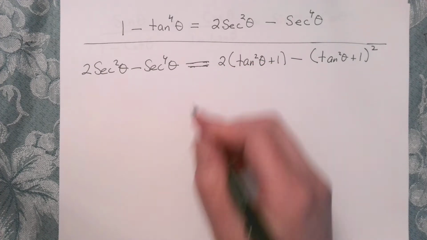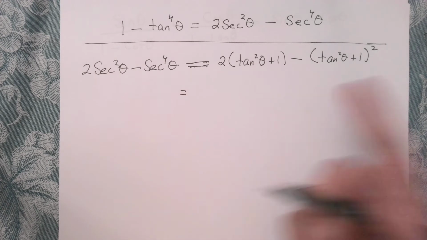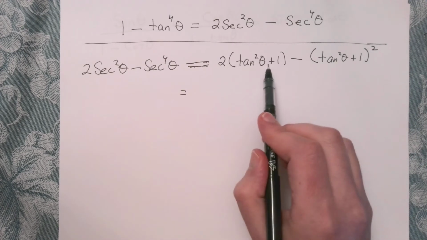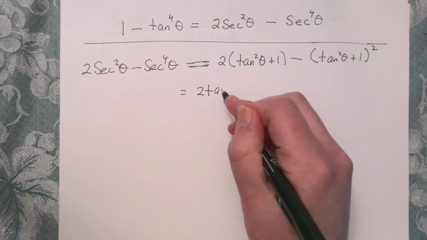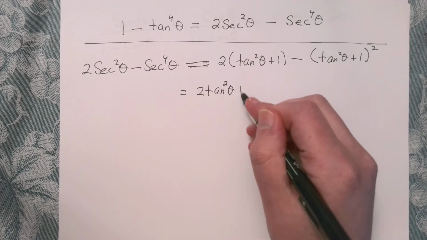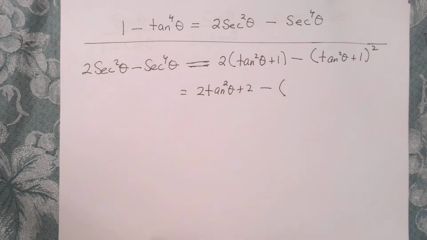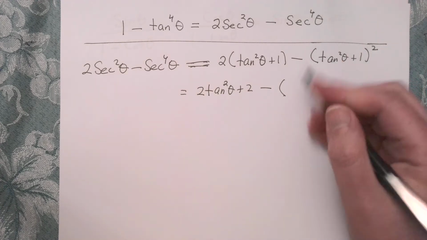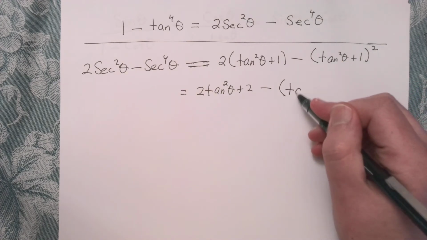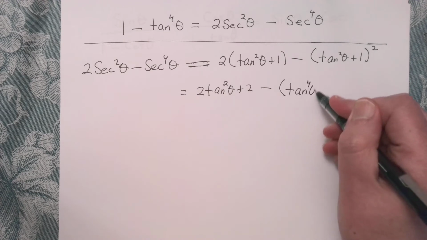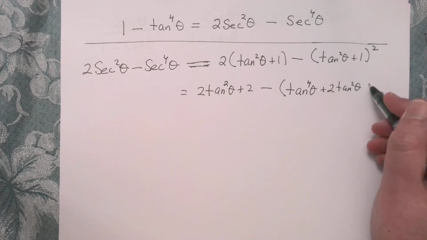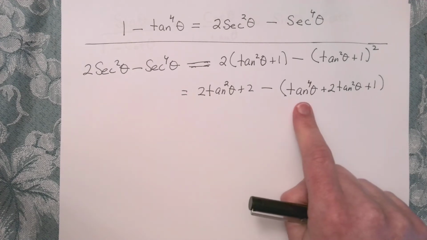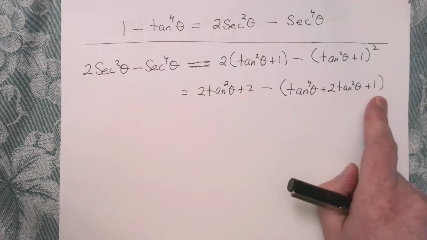Okay. Yeah, let's do some algebra. What the heck? Let's distribute, and then let's square and see if anything nice comes out. So this is going to give us 2 tangent squared of theta plus 2 minus, so I'm going to square this. So that's tangent to the 4th of theta plus 2 tangent squared of theta plus 1. Okay, so double check. That seems good.